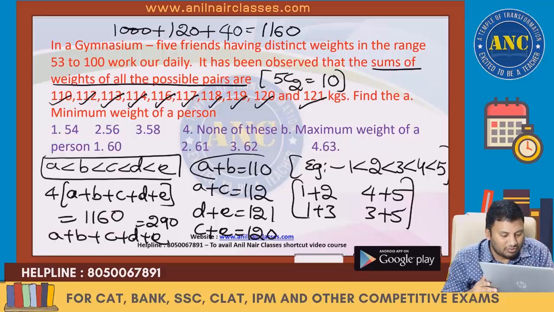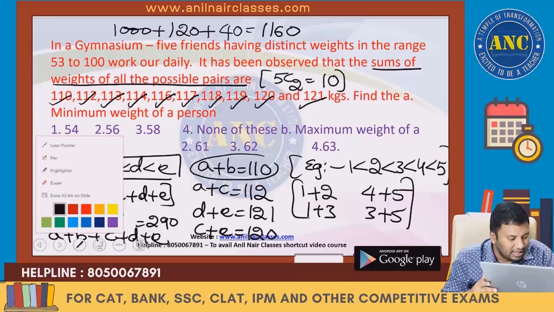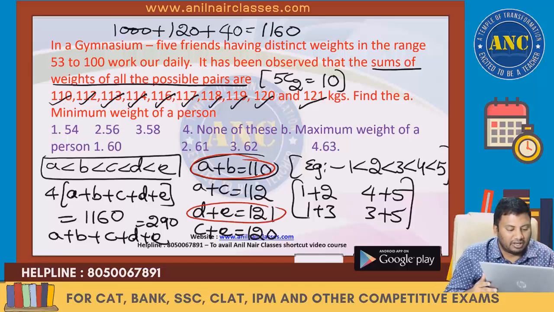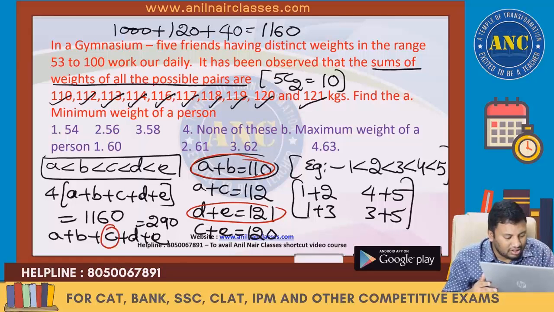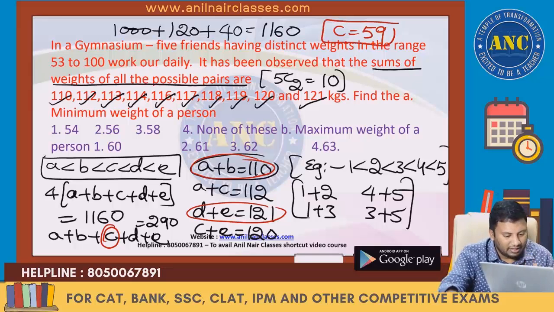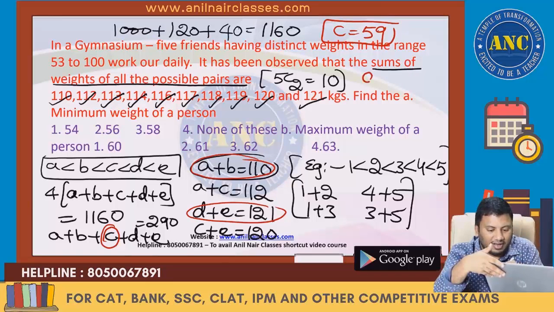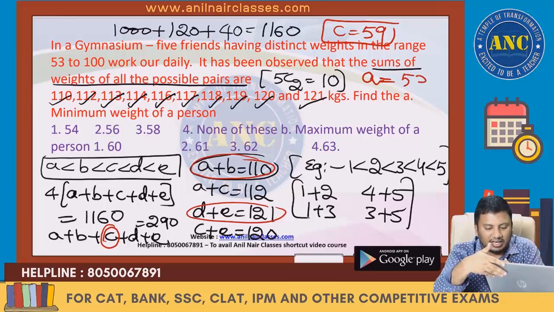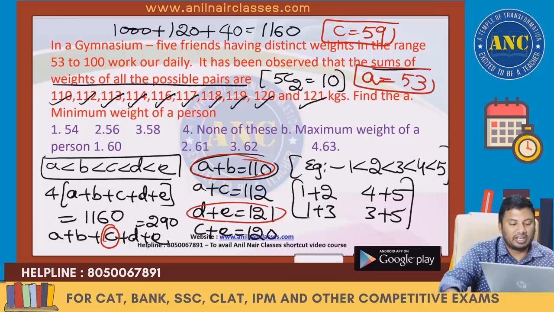A plus B is 110. D plus E is 121. 110 plus 121, 231. So this C value will be 159. Are you all with me? C value is 159. If C value is 159, A value is nothing but 53. I hope the idea is clear. Kindly ask me a doubt in case you have any.